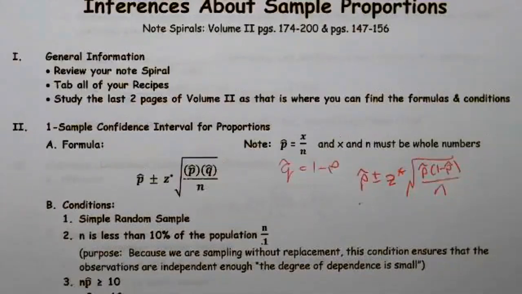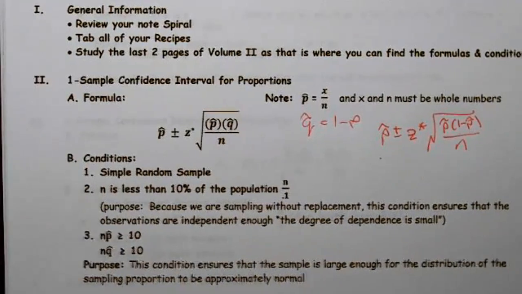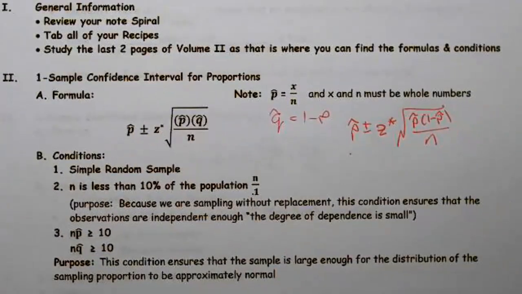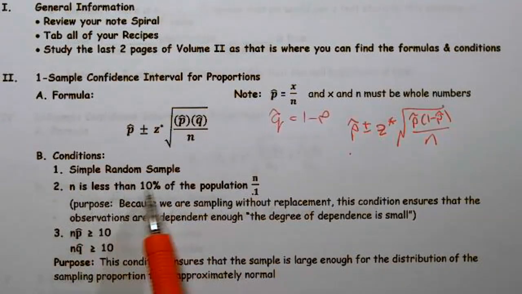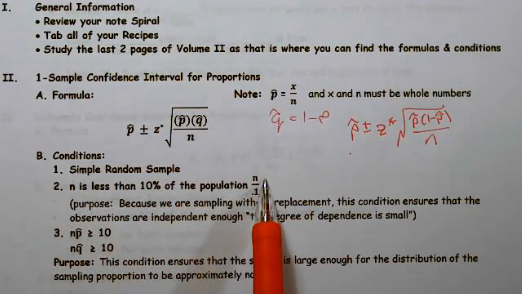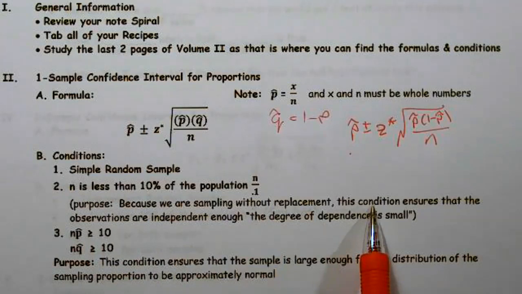Your conditions are simple random sample. That should be given to you. You need to make sure that you say simple random sample, and then say it's given in the question stem. N is less than 10% of the population, or N divided by 0.1. The purpose is because we were sampling without replacement. This condition ensures that the observations are independent enough, or the degree of dependence is small.